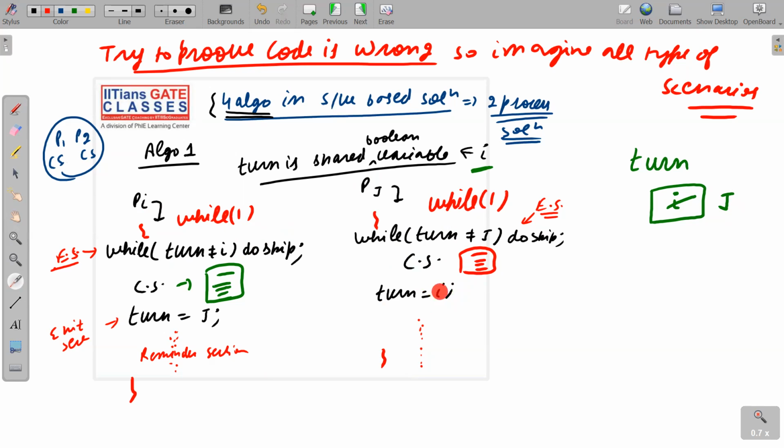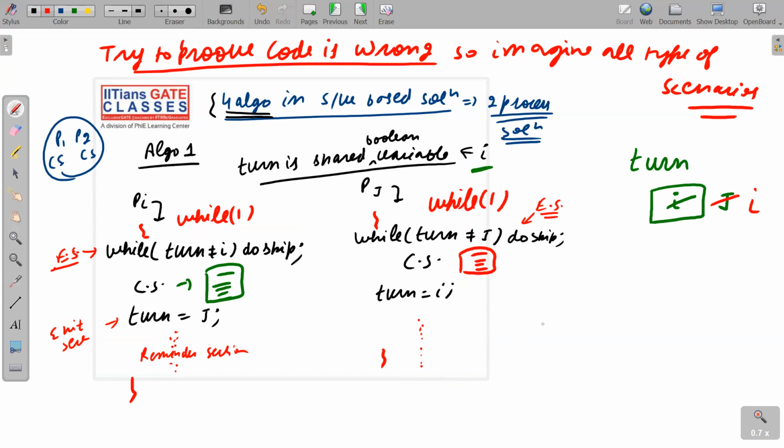And once it makes the turn I, you can imagine that control comes back here, but I am assuming that PJ wants to enter again. So if it wants to enter again, now see this, turn is I now, so it will say J is not equal to I. Yes, this is true. So it will keep on doing do skip. So when control comes to PI, it will say, okay, I is not equal to I, which is false, and it will enter the CS and so on. So I think I have explained all the things.